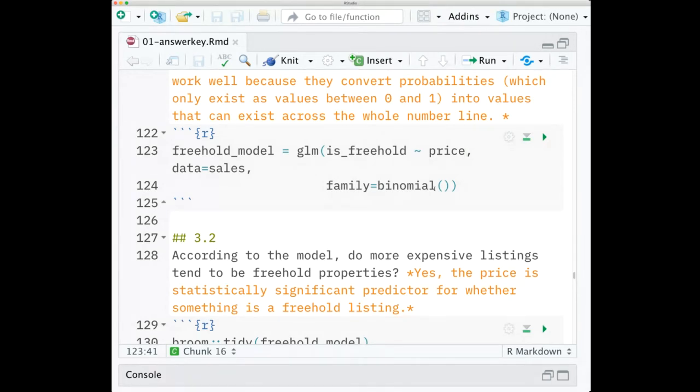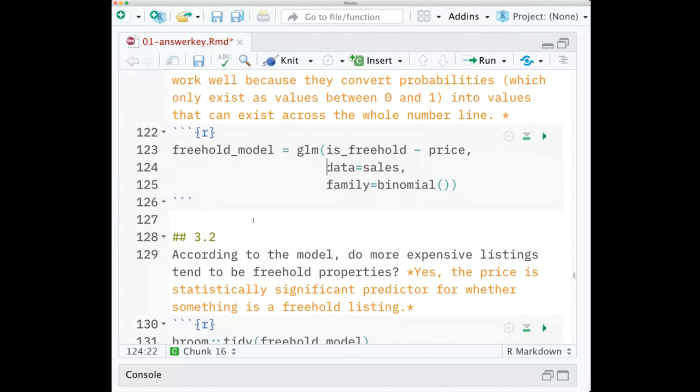So the actual model that I was asking you to fit looked like this. I'm not too happy that it's splitting the model over 2 lines, but it might look like that. So I was just looking for is freehold as your Y and your price as your X. The data should come from the sales data, and the binomial is at the end. Yep, Zoe, adding 1 is great. Indicates that you want the intercept, that's fine. That's super cool. Great. So everybody should have been able to do this at this point.